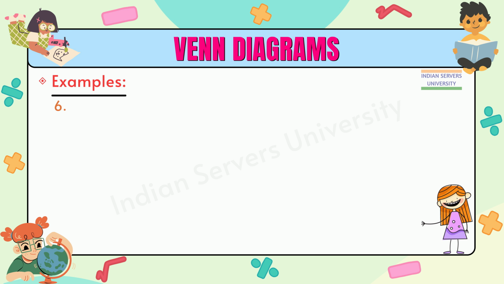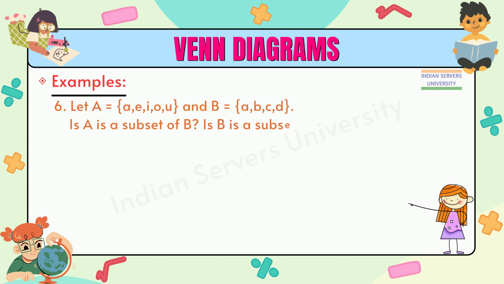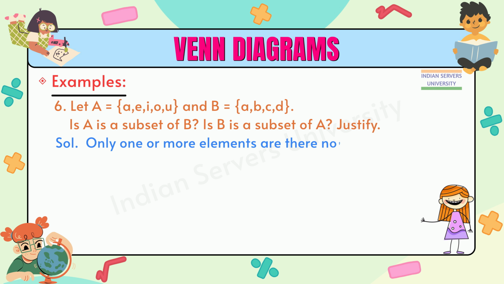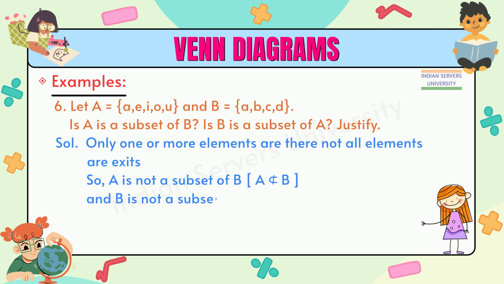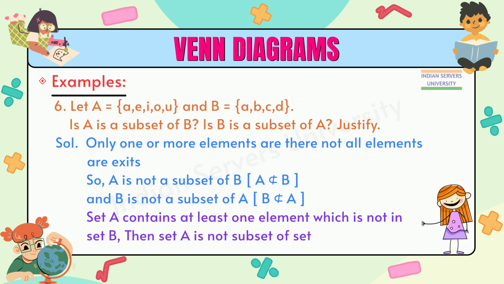Next one, let A equals the set of {a, e, i, o, u} and B equals the set of {a, b, c, d}. Is A a subset of B? Is B a subset of A? Justify. So, chudandi, A lo a, e, i, o, u unnai. At the same time, B lo a, b, c, d unnai. Ante, ఒకటో రెండు ఎలిమెంట్స్ ఉన్నాయి తప్ప అన్ని ఎలిమెంట్స్ లేవు. So A is not a subset of B, at the same time B is also not a subset of A. అంటే ఏంటి? If set A contains at least one element which is not in set B, then set A is not a subset of set B.